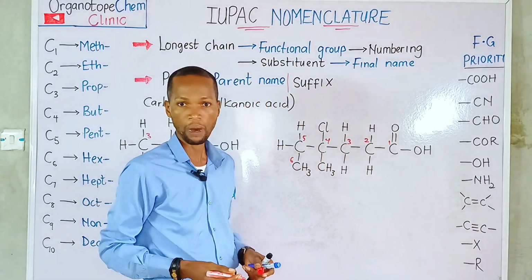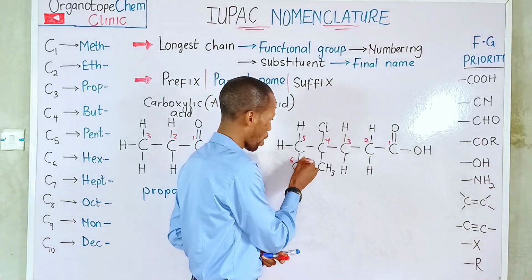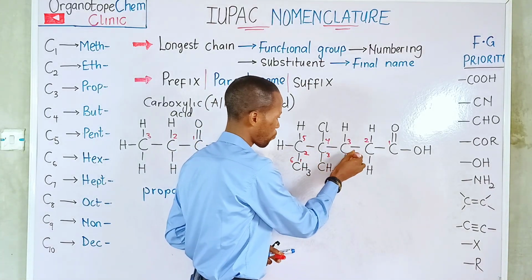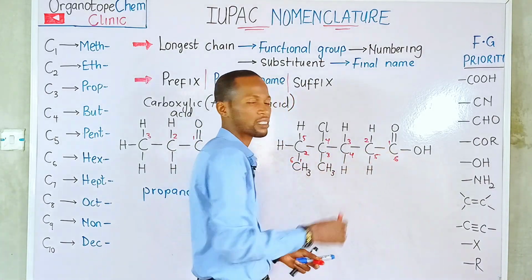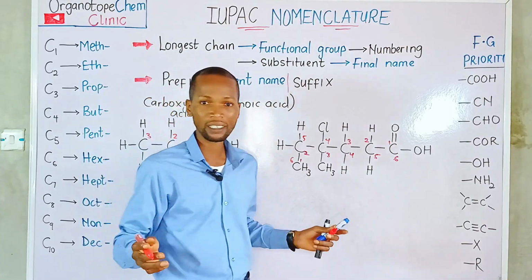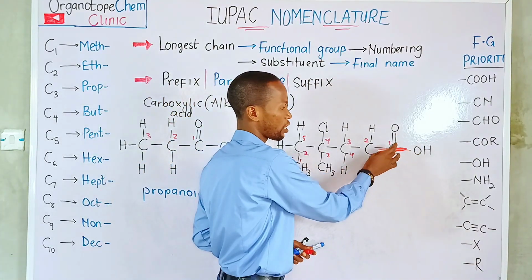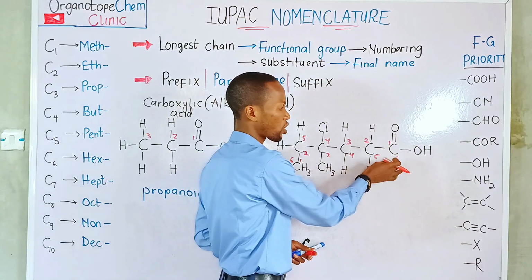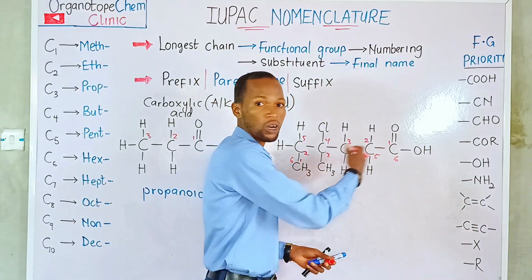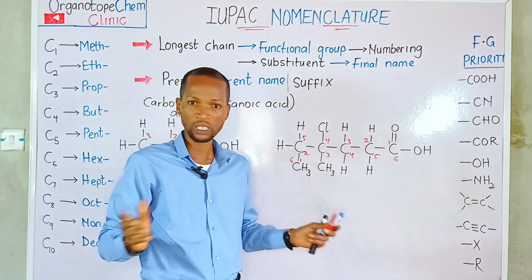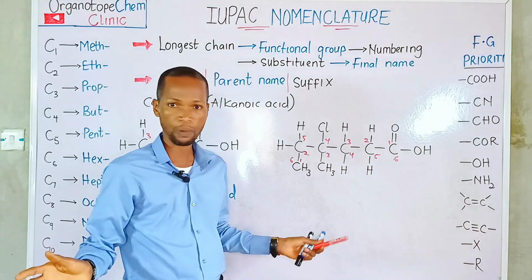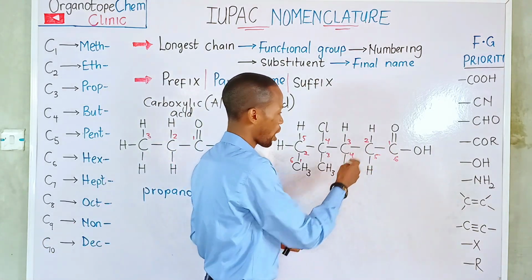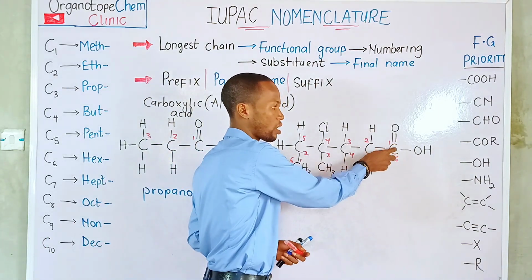That's the backward numbering. And I have 1, 2, 3, 4, 5, 6. That's for the forward numbering. We can see that the functional group is on carbon 1 when we consider the backward numbering, while the functional group is on carbon 6 when we consider the forward numbering. So which is correct? That's right, the backward numbering. So we are going to have the functional group right here on carbon 1.